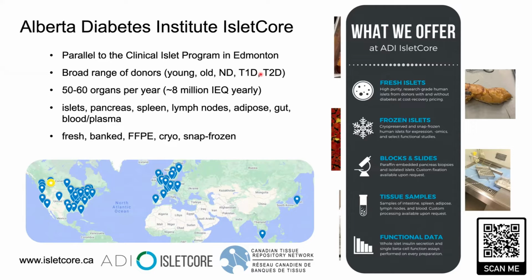We isolate islets from a broad range of donors, young, old, with and without type 1 diabetes, type 2 diabetes. We do about 50 to 60 organs per year, and we work now with islets, but also other associated tissues like whole pancreas, of course, but also spleen, pancreatic lymph nodes, adipose, gut, blood, and plasma. I'm going to be talking about islets only in this talk. So we have quite a large network of users of this biobank across the world, about 160 or so groups and institutions that access either fresh or banked tissue from us.